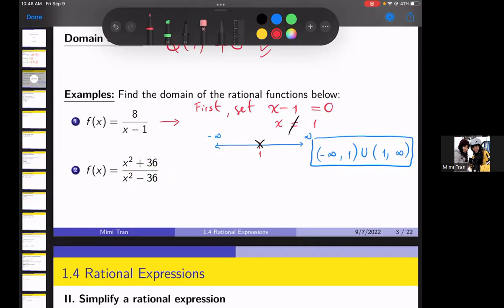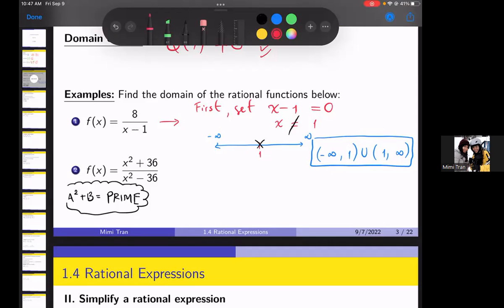x squared plus 36, that's prime, right? We talked about that. Why is it prime? What rule? Yeah, the sum of two squares, a squared plus b squared, is prime. We talked about this. However, x squared minus 36 is not prime. It's a difference of two squares, so you can factor that.